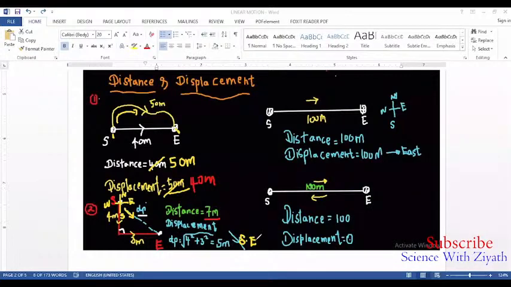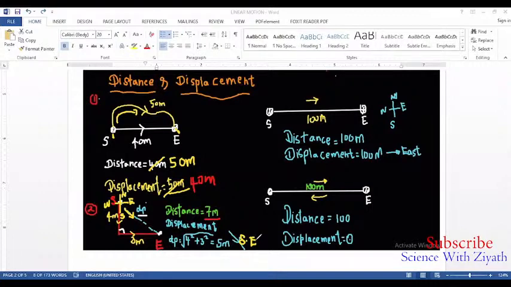Do you understand what I'm talking about here? Because it's a revision class, not a theory class, you should understand the basic idea. The total length an object travels is called distance, and the length between the starting point and the ending point is called displacement.